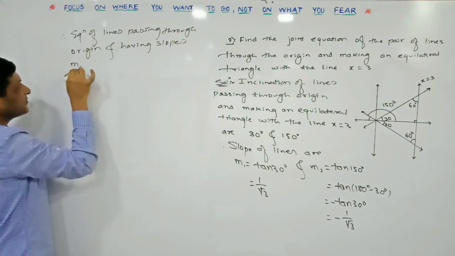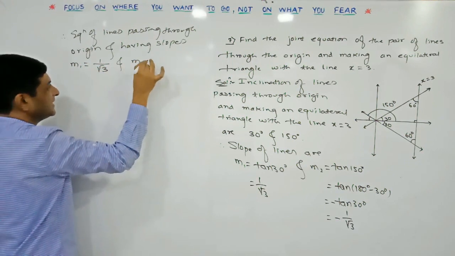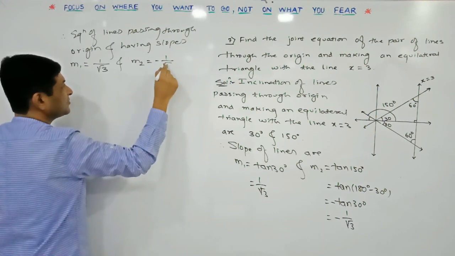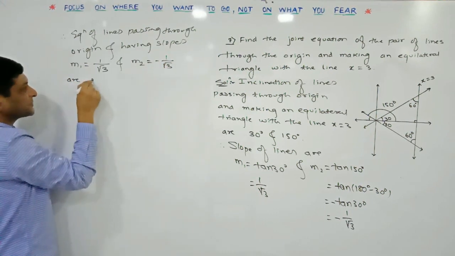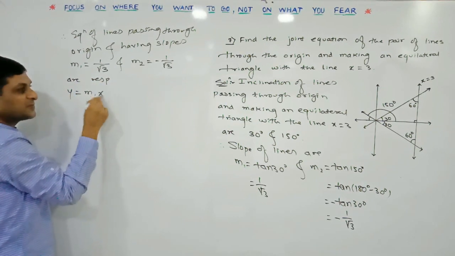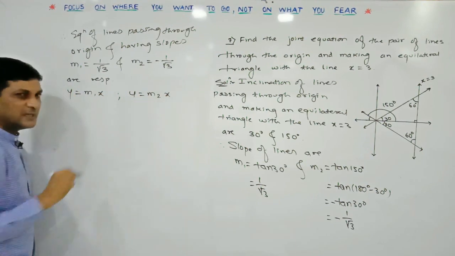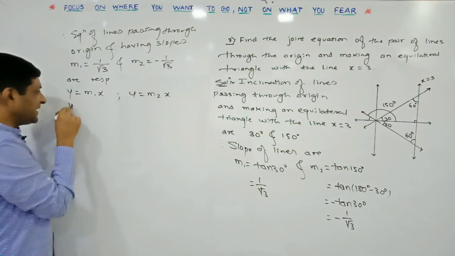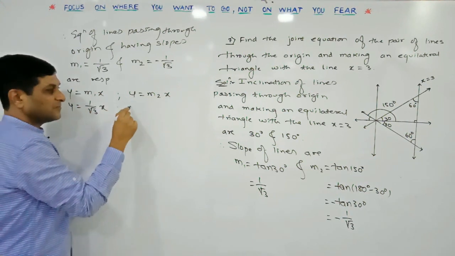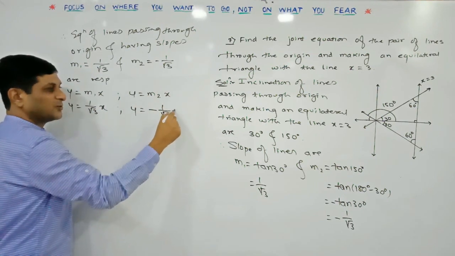m1 and m2 respectively. What is the slope of the first line? 1 by root 3, and the slope of the second line is minus 1 by root 3. So y is equal to m1x will be the equation of the first line, and y is equal to m2x will be the equation of the second line. So replace m1 by its value: y is equal to 1 by root 3x, and substitute the value of m2: y is equal to minus 1 by root 3x.